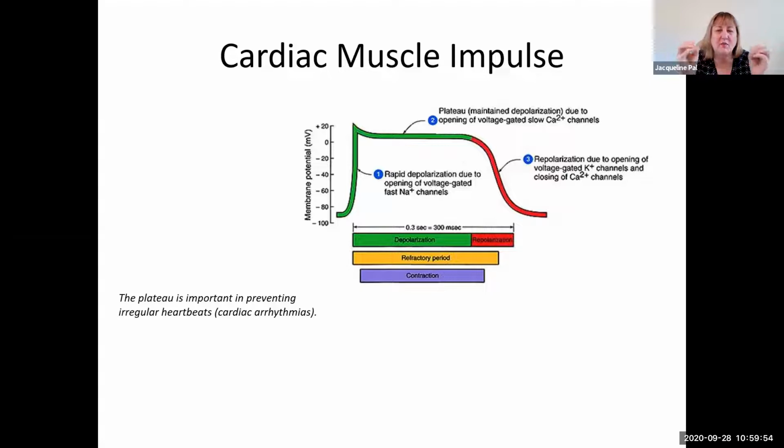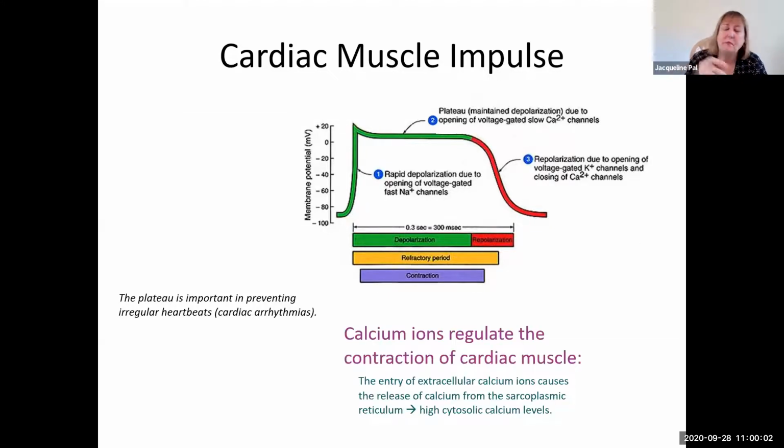This is super important in preventing cardiac arrhythmias, those irregular heartbeats that occur in some folks. So when you're thinking about heart muscle contraction, calcium is the biggie.